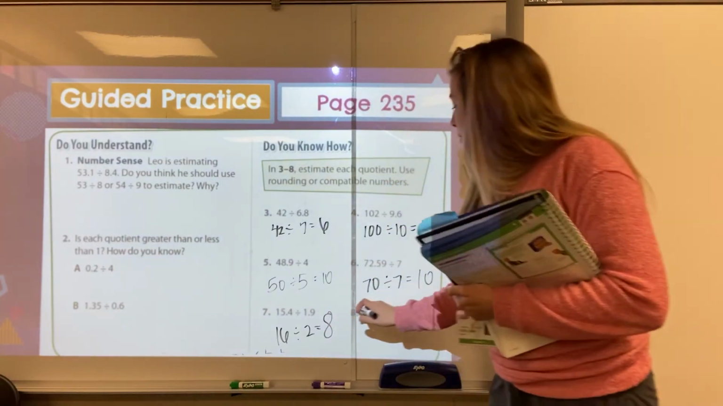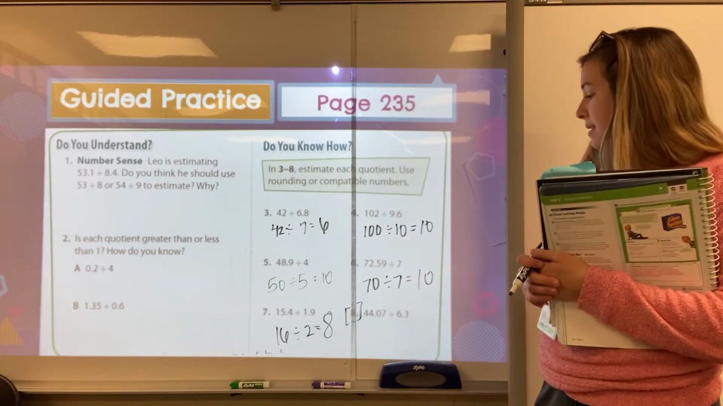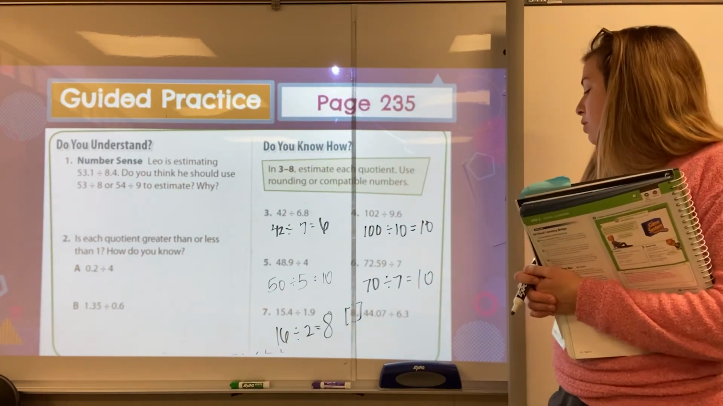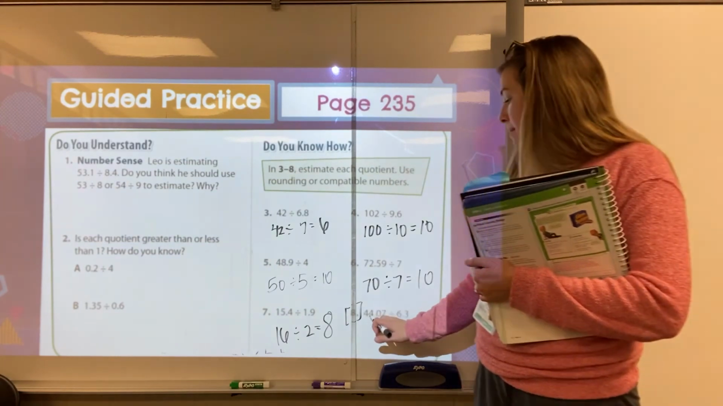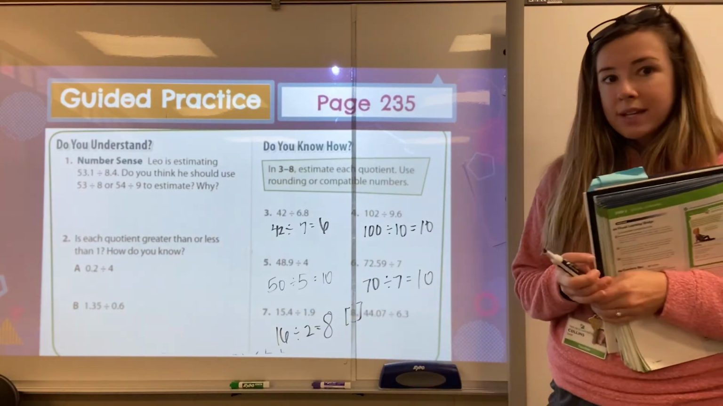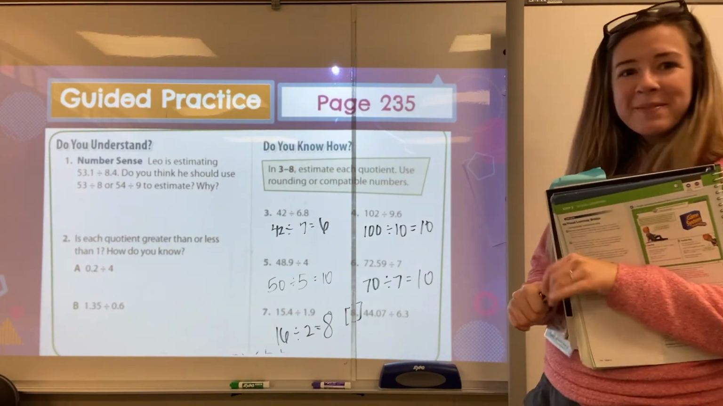Okay, I want you to try number 8. We have 44 and 7/100 divided by 6 and 3/10. So decide what you are going to do with your 6 and 3/10 first, and then make the other number match as close as you can to a compatible number to divide. Okay, we'll talk about it in group.